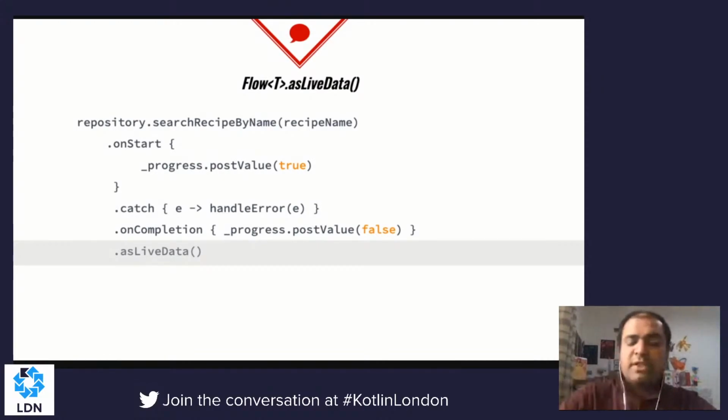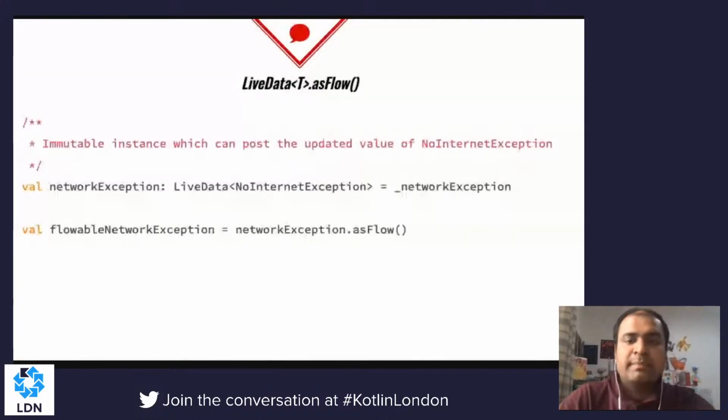And then we saw asLiveData and how it works. It is a great function, and it will keep your code beautiful. Otherwise, if you want to switch from flow to LiveData, you might need to write some ugly syntax, but this extension function is a great help. There is also an extension function available in the same KTX library where you can convert your LiveData into flow.